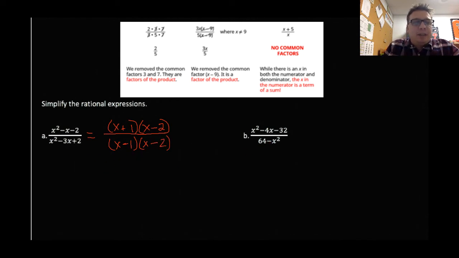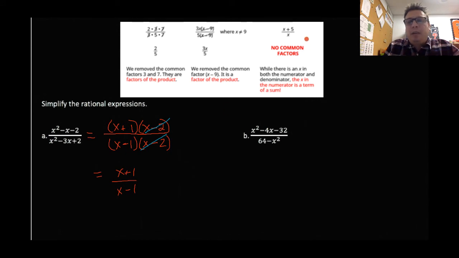So now what ends up happening is I can get rid of these two simply because of the fact that they're the same. So since they're the same, I don't need to keep them there. So simplifying this, it turns into x plus 1 divided by x minus 1.